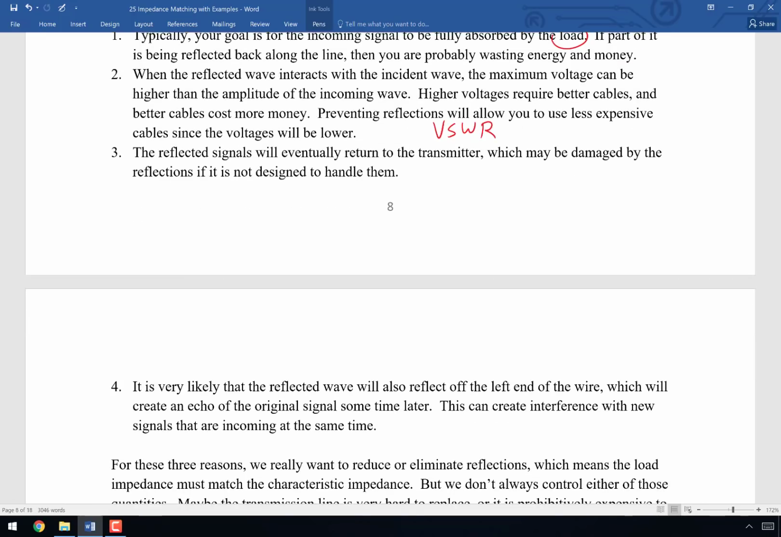The reflected signals will eventually return back to the transmitter. You know, if I've got a transmitter here, I've got a whole long line, and I'm sending a signal down, but part of that signal is getting reflected back. Well, what's going to happen when that signal hits the original source? It may or may not be designed to handle incoming signals. I mean, it can generate signals, but it might be damaged if a reflected wave comes back to it. And so we need to be careful not to damage our sources, and that's one of the reasons why we want to prevent reflections.